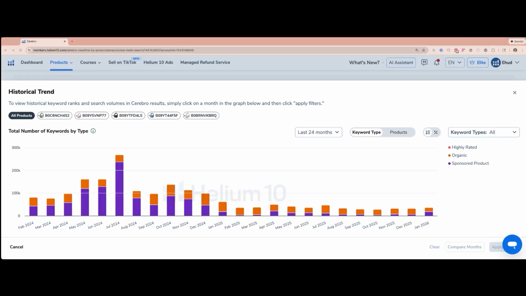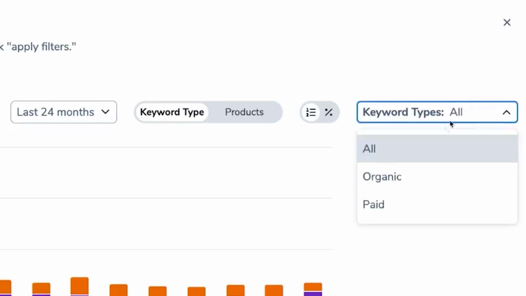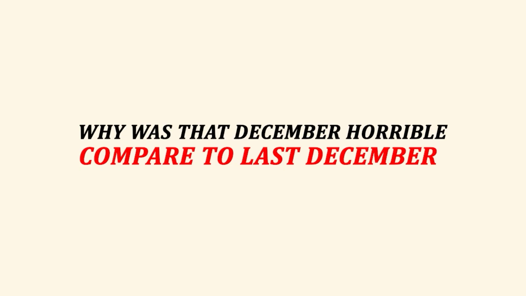All right, so let's say that we want to just dial in on this and look at the organic only, because right now we're showing the organic and the sponsored. So let's say we just want to see how many keywords Amazon was showing organically each month. We could use this over here. We could just go from all to organic. All right, let's look at December specifically, since the main thing we were trying to see is why our December was horrible compared to last December. So we'll start at December.